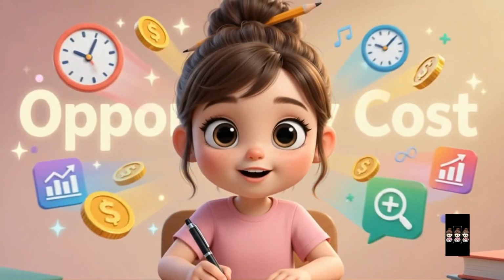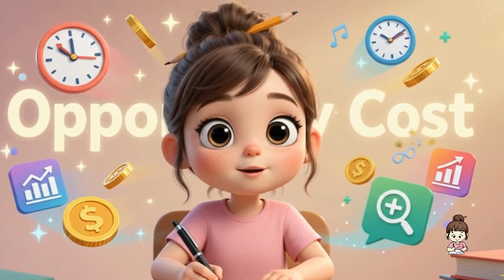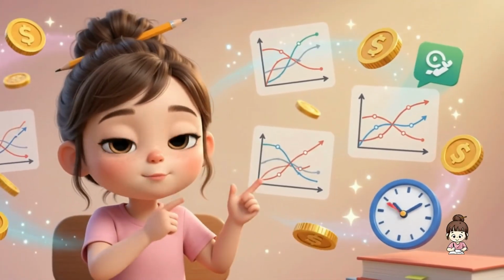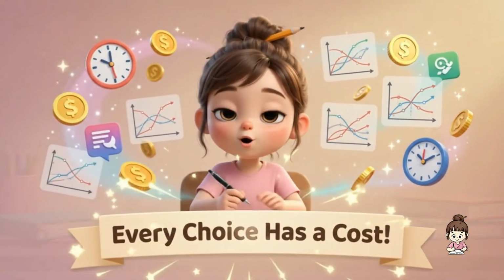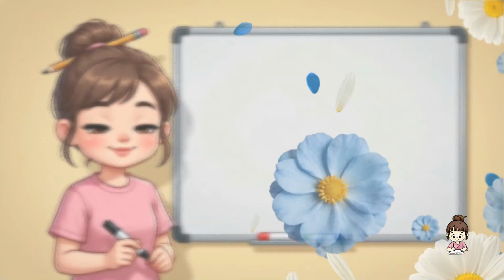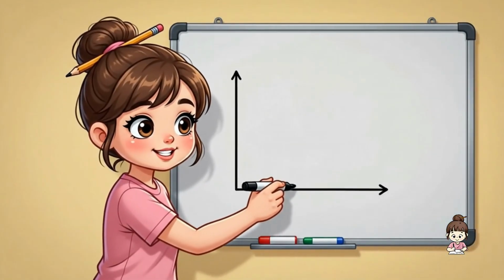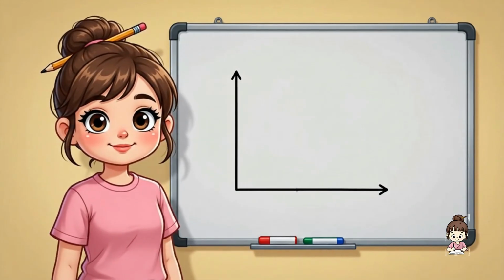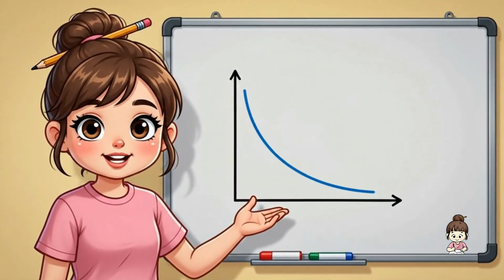Economists call this sacrifice opportunity cost, and the model that explains it is called the Production Possibility Frontier, or PPF. So, what exactly is a production possibility frontier? Let's make it incredibly simple.